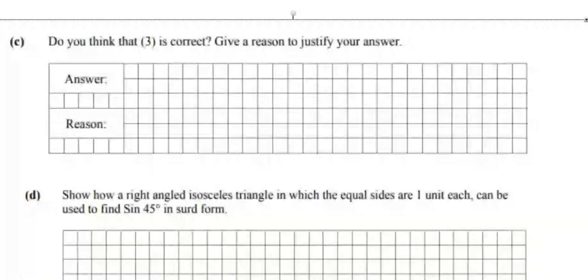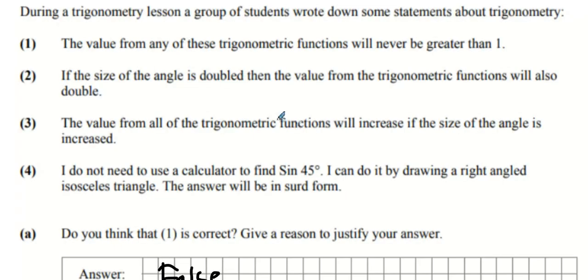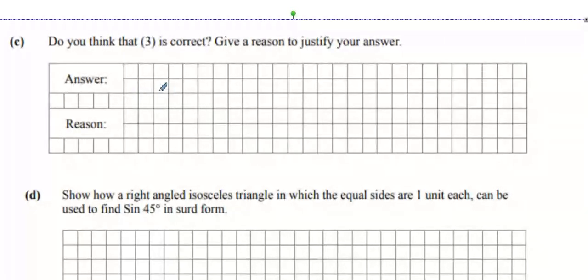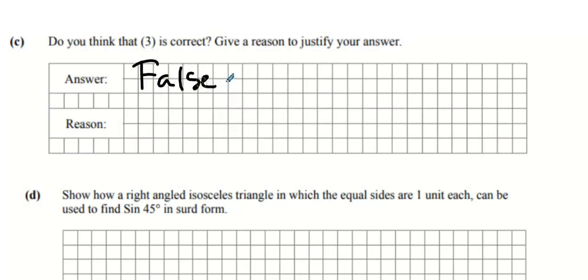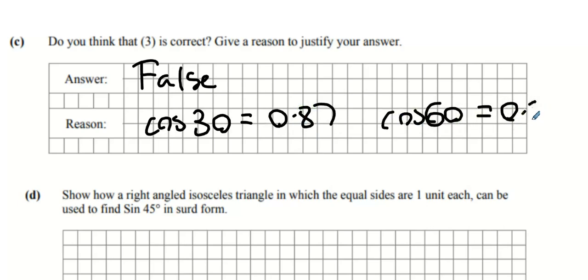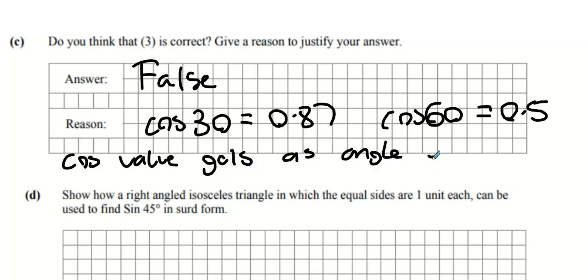Yes, correct. What does the question say? If the angle gets bigger, the value gets bigger. That is false. And this one you only need one thing. Just use any cos value and you're sorted. Cos 30 is what? 0.87. And up to cos 60, and you can clearly see that the cos value gets smaller as the angle gets bigger. Do you see that, lads? You don't need a big, massive explanation. You just get it in that quickly.